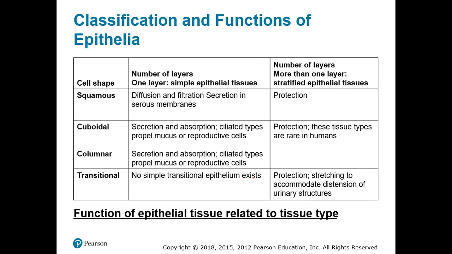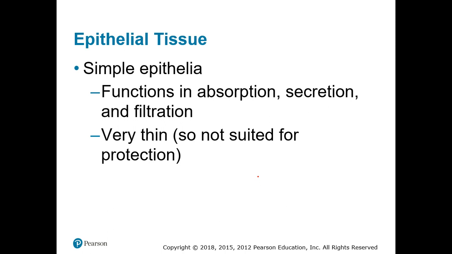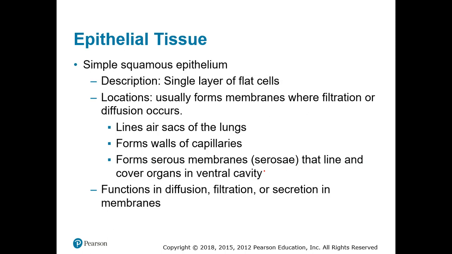So here is an overview of this. This is located in your book that helps give a description and functions. So let's start off with talking about simple epithelial. So you're going to notice in your notes that there's a side called simple epithelial tissue. This is the side we are covering. These tissues function in absorption, secretion, and filtration. They are very thin, and so they're usually not suited for protection.